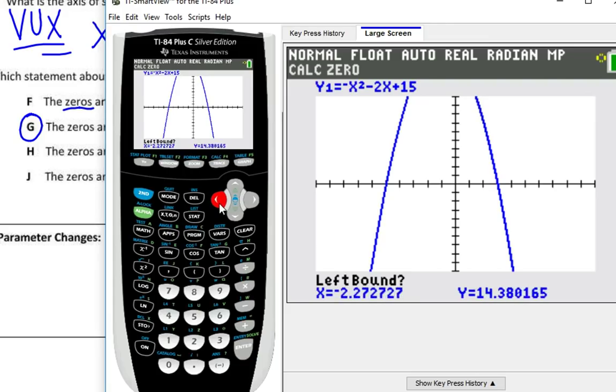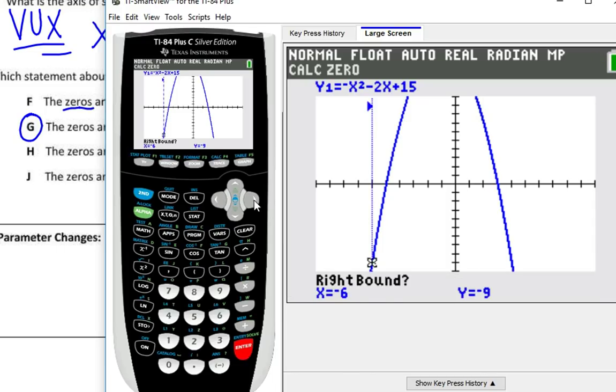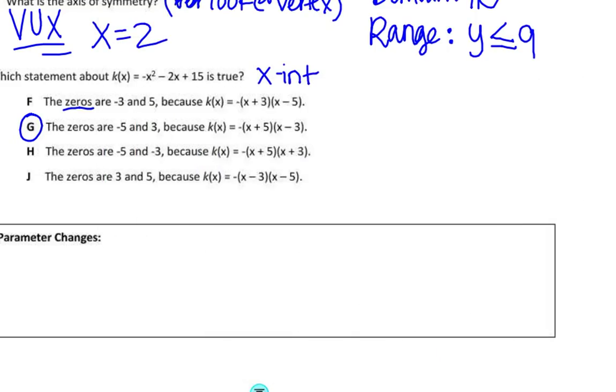Let's see if I can find him. Oh gosh, this computer. All right, so there's my little cursor. Remember to find the 0, it says left bound, so I need to move my cursor to the left side of that point. Oops, didn't mean to do that. All right, so to the left side, and then I'm going to move my cursor up here to the right side. I want it to take a guess, so I'm going to hit enter one more time, and it tells me I have a 0 at (-5, 0). Now you could do the same process over here to your right x-intercept as well. All right, -5 and 3.